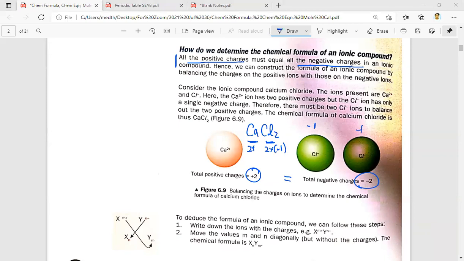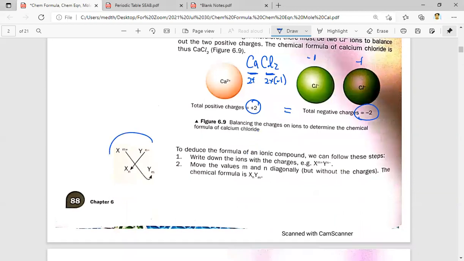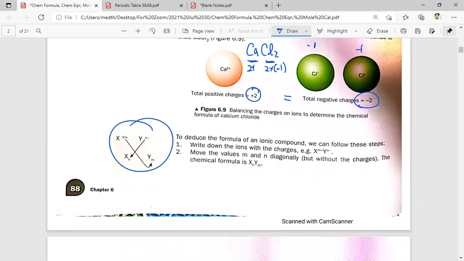It's really to balance the positive and the negative charges. This is the concept behind it. But of course, you don't really go and think of balancing it all the time. Most of the time, when we're doing chemical formulas, we tend to do what we call the crisscross method. Right? To do the crisscross method, or the crossover method, is actually to find the formula. First, you write down the ions with the charges.